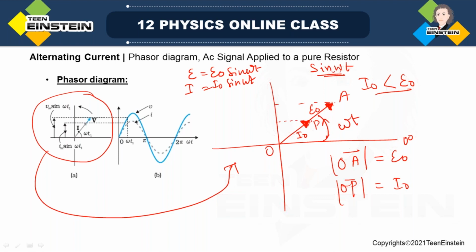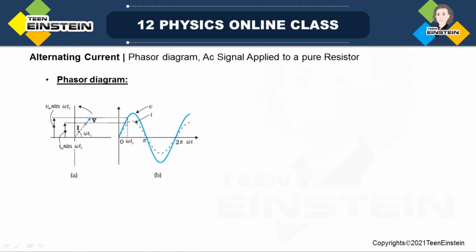Now look, if I take the projection on the vertical axis, this will give you the instantaneous current I of t, and this projection will be E of t, the instantaneous value of the EMF. So this is what is represented in this figure. You look here.